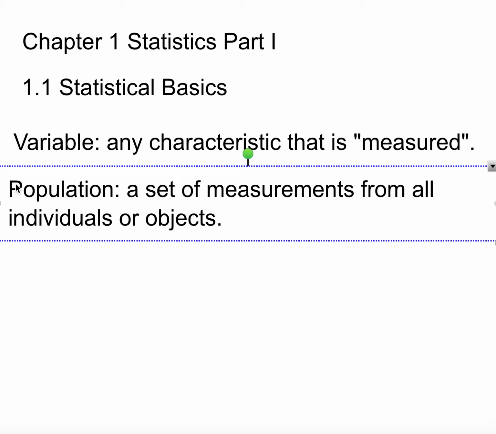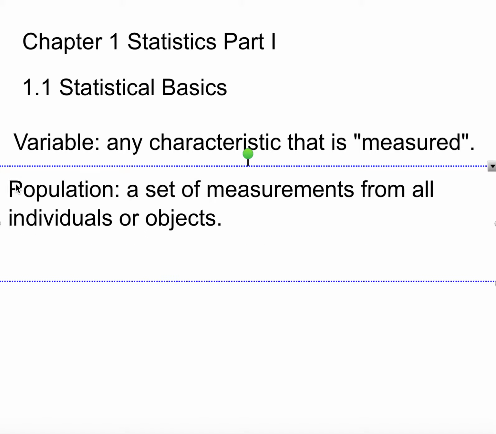So it's not a set of people, it's a set of numbers or measurements of some kind. They don't always have to be numbers, but it's a set of measurements. You want to be able to answer who you're going to measure and what you're going to measure from them. And that population should answer both those questions.